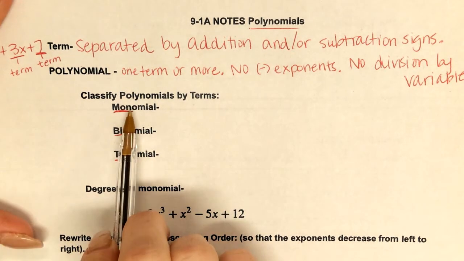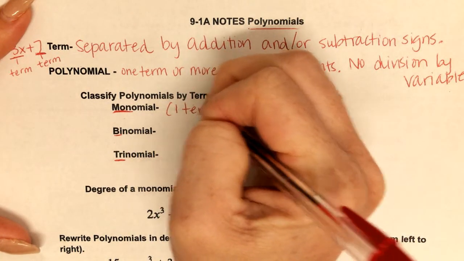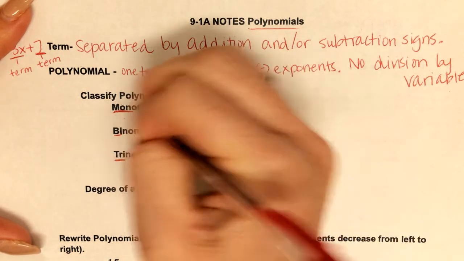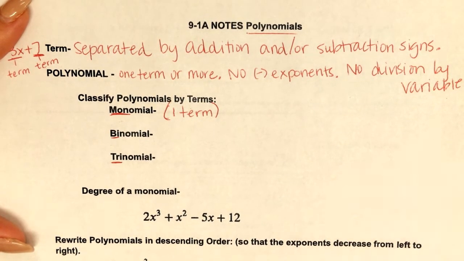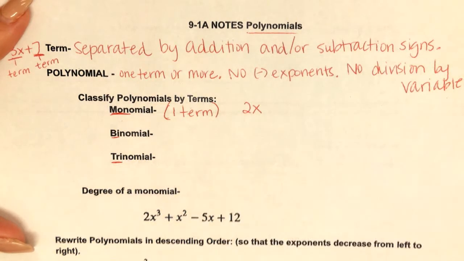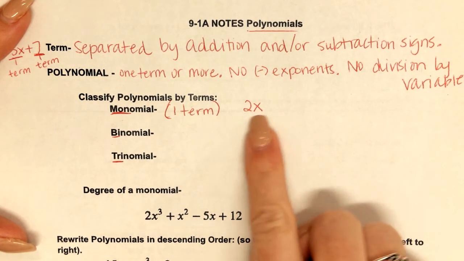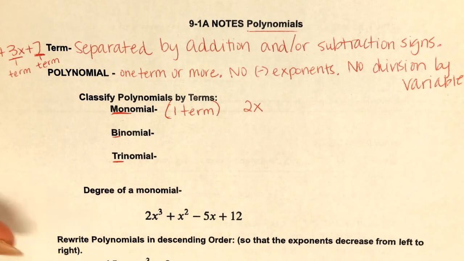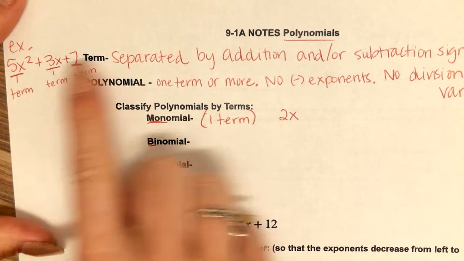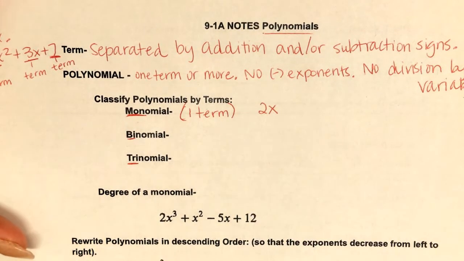So basically a monomial has 1 term because mono means 1. So for example, 2x. That is a monomial because it has 1 term. Are y'all good? Everybody good with a term? Remember, it's separated by adding and subtracting. There's no adding and subtracting, so that's just a monomial.